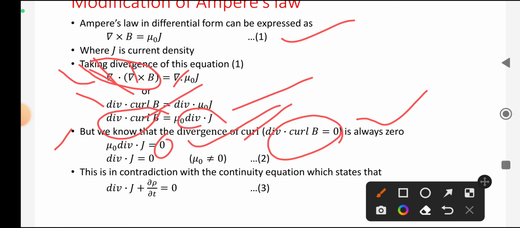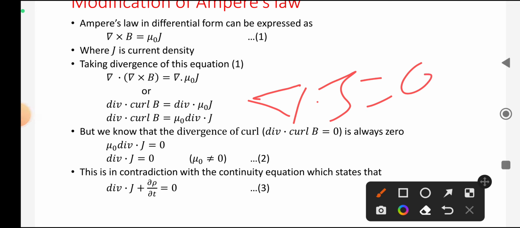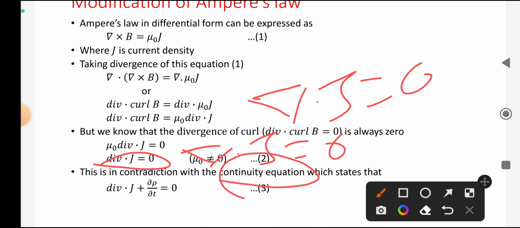So this is written on this side, and bringing mu naught to this side, it becomes 0. So then div dot J is 0. Del dot J is 0 means it is valid for only steady current. But actually we have calculated the equation of continuity. From the equation of continuity, div J plus dou rho by dou t is 0. So that means here time is there.